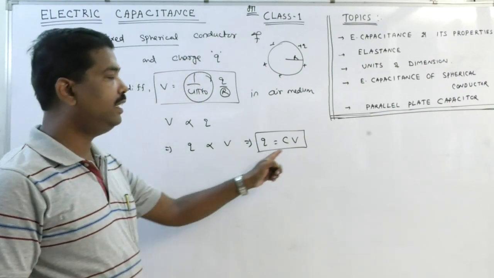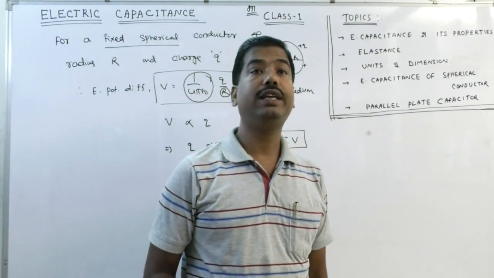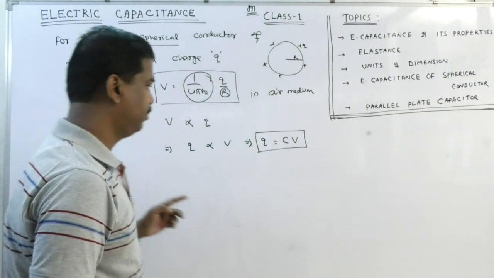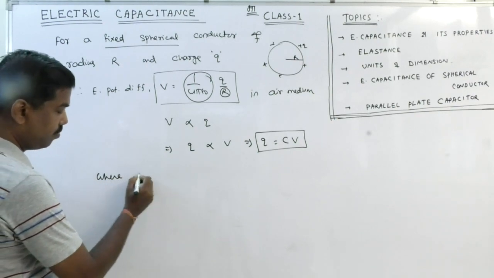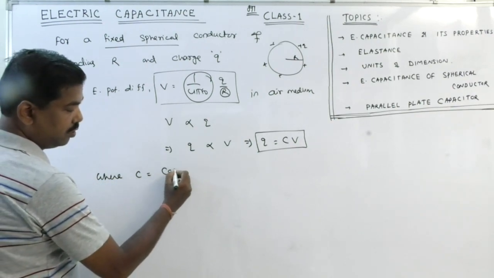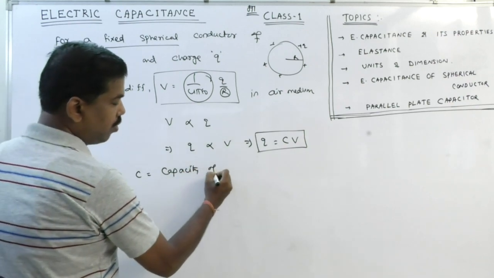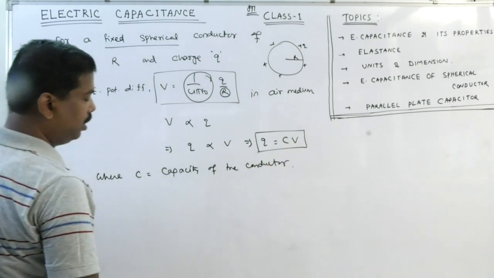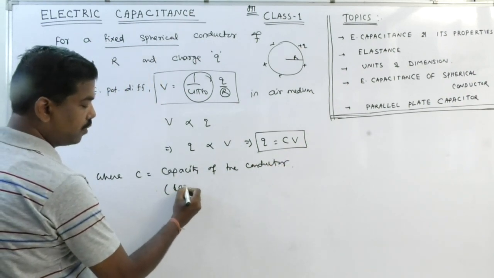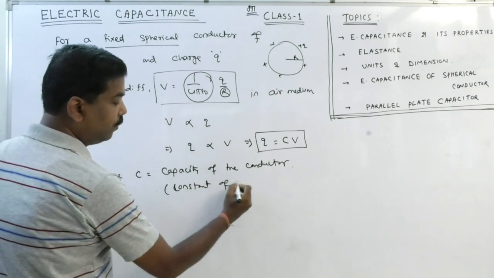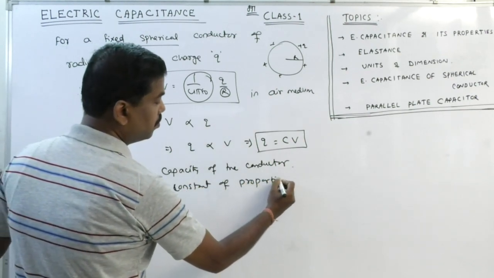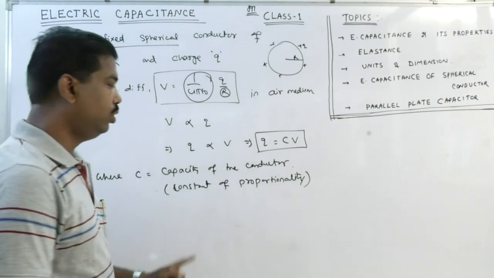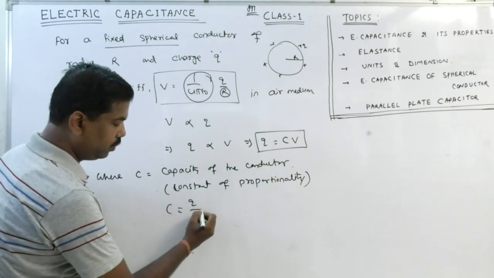Clear? Here C is called the constant of proportionality and is known as the capacity of the capacitor, or it is called capacitance. Capacitance of the conductor is the constant of proportionality. So I can write C is equal to Q by V.